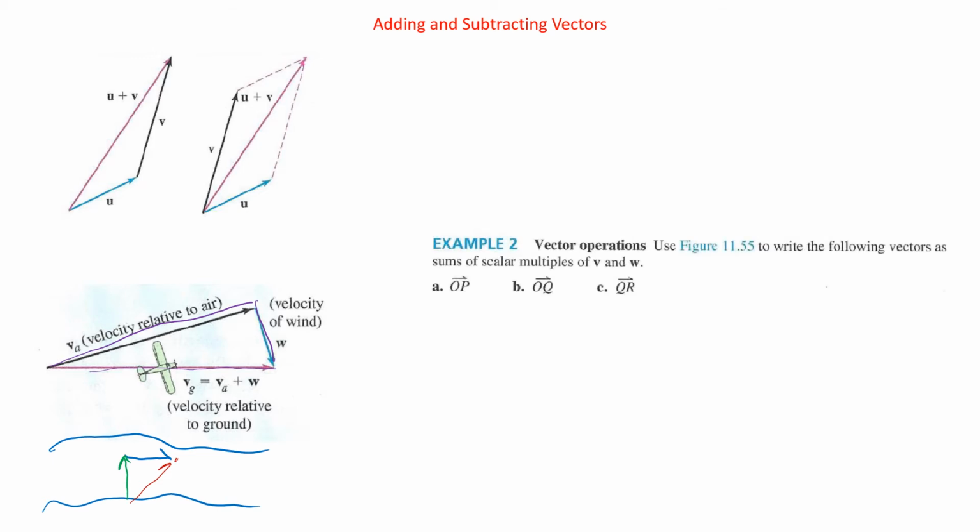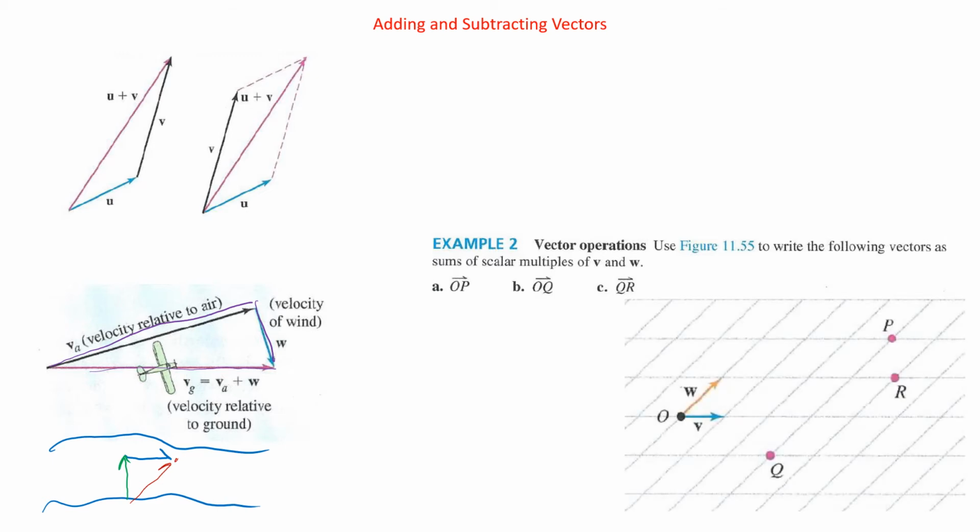And so, using these, we could write the following vectors using v and w. And there's v and there's w. So we want to go OP. So O starts here. We're going to go 3 over. So we'll have a 3v plus 2w.